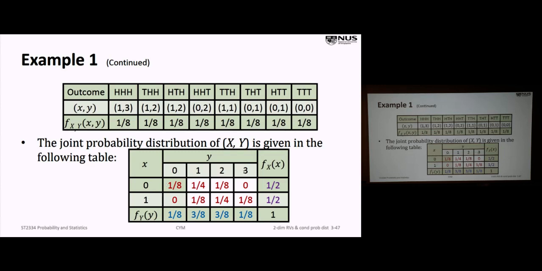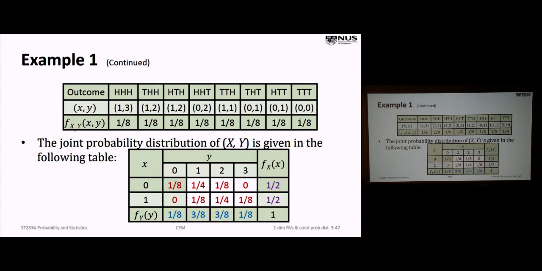Here, this is 3 heads and 1 on the last, so that's basically HHH. And for example, X equals 1 and Y equals 2, I've got this one and I've got this one, so it's an eighth plus an eighth, which gives a quarter. All these red values have been deduced precisely from this table here.